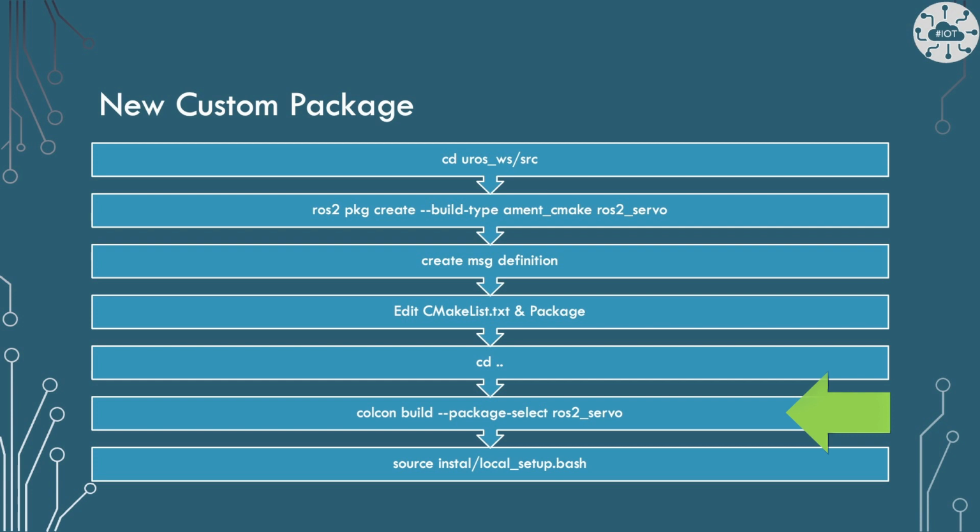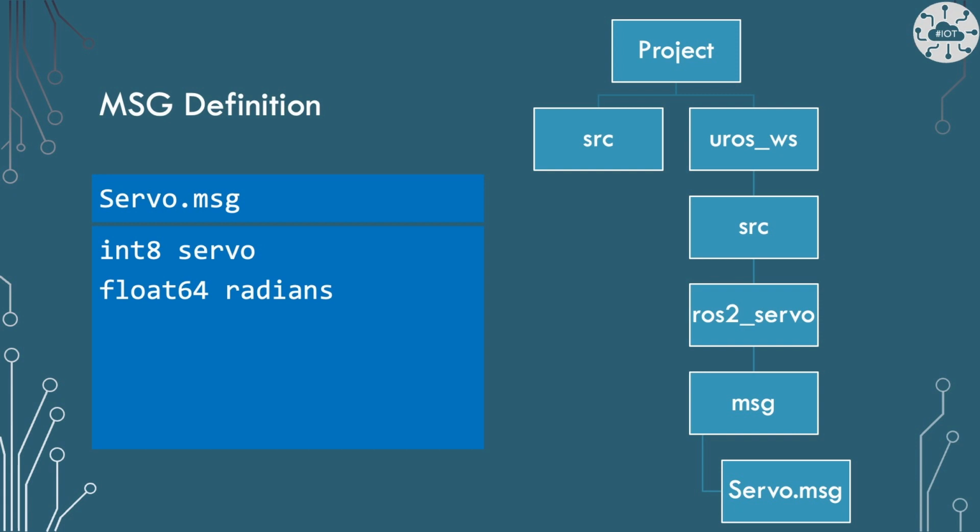I'm going to also cheat a little bit and place a script to help with the cross-compilation setup in this package. Without building the package, I would not be able to run that script within the ROS2 environment. We have already talked about the message definition. This is going to live in the servo.msg file, right now in the structure on the right here.